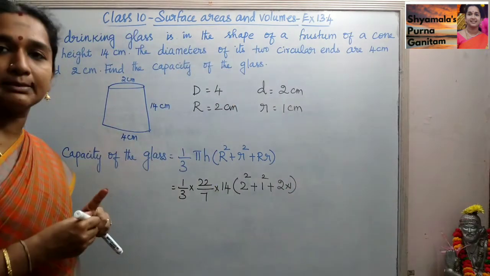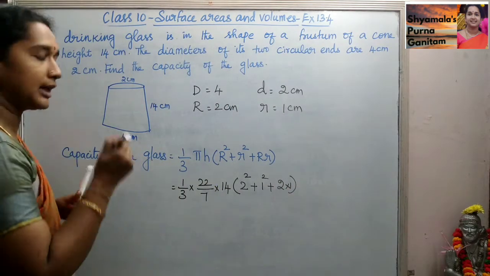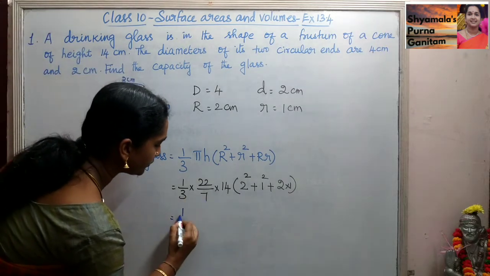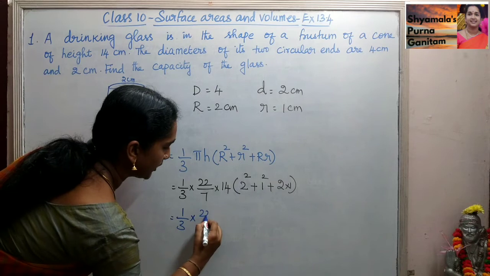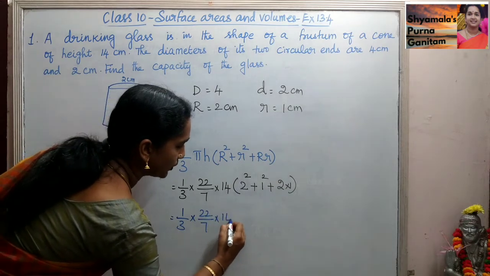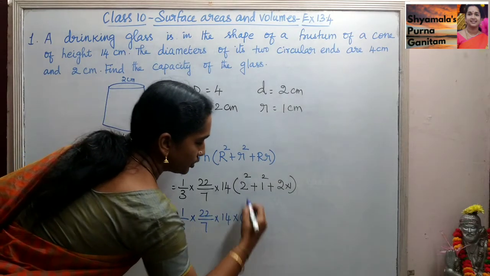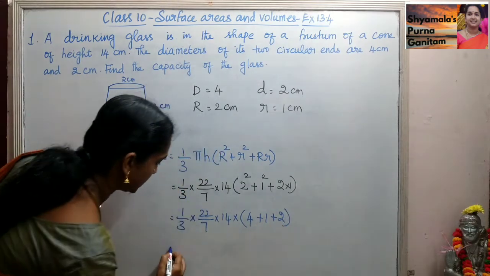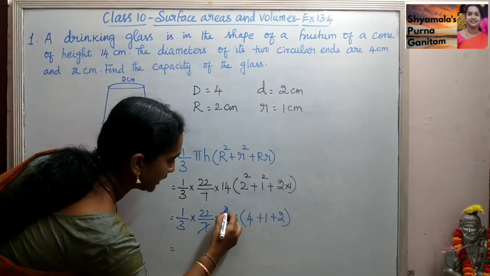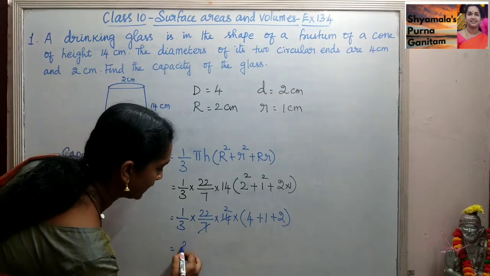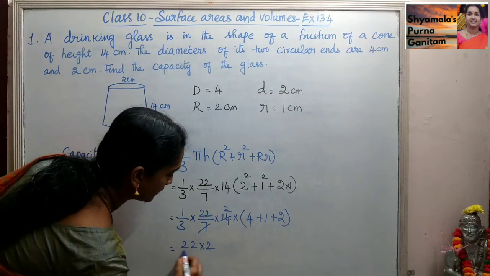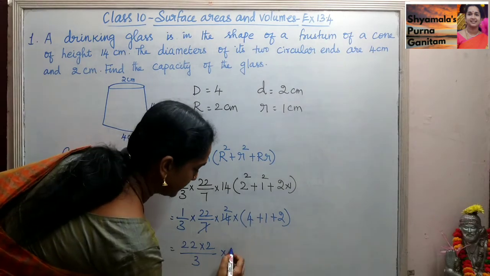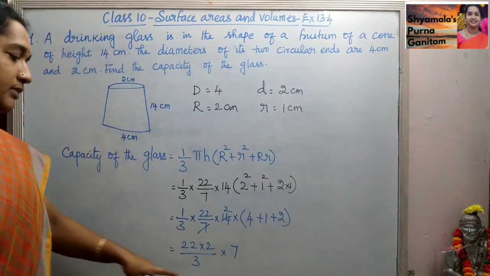So now when we simplify this, we will get the capacity of the glass. So when we simplify, 1 by 3 into 22 by 7 into 14 into 2 2's are 4 here plus 1 plus 2. So that is equal to 7. 2 times here. So numerator will be 22 into 2 by 3 into 4 plus 1 plus 2, that is 7. So 7 we will get.